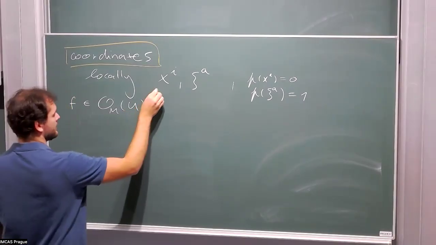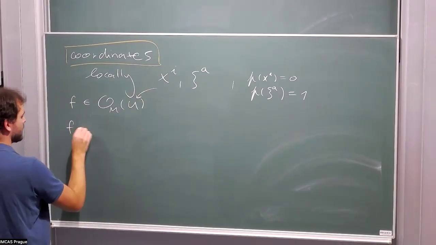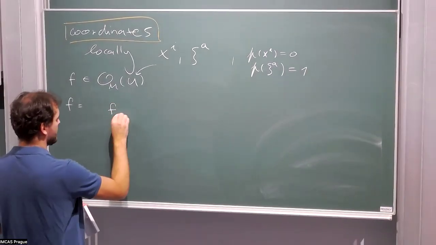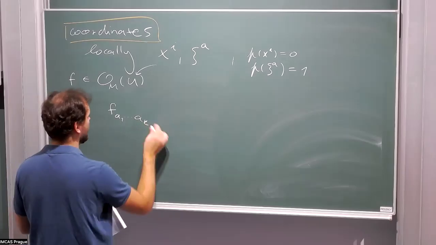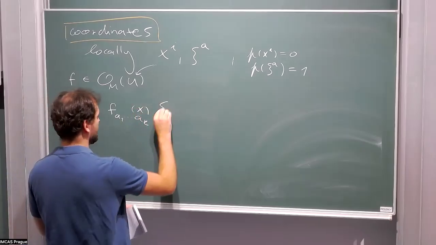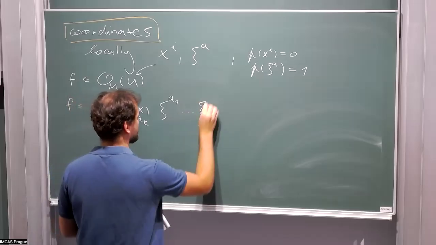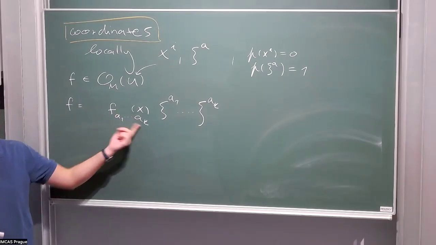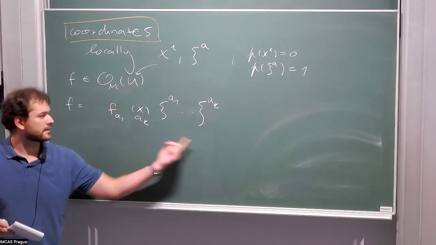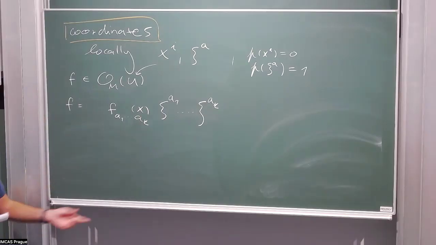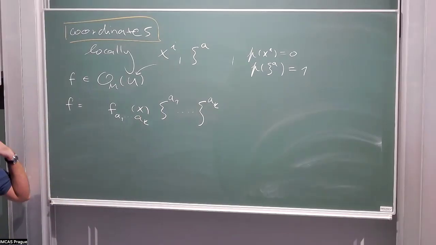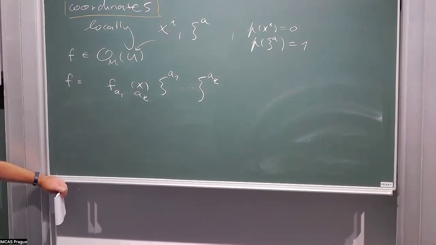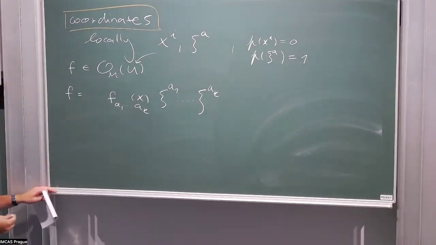If you have coordinates on U, then f can be written as basically a polynomial, f = sum of f_A times xi^A. It's a polynomial where the coefficients are just smooth functions on this U. Graded coordinates, you can think of them as formal variables, whatever you like. Okay, so locally this looks super, super simple.